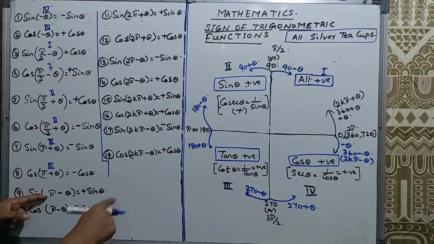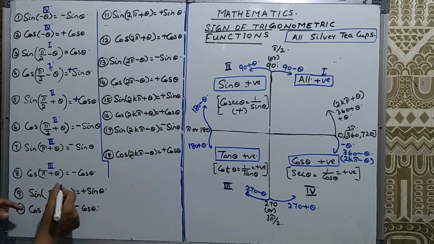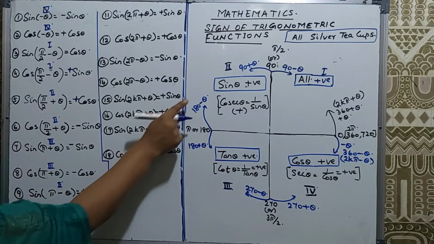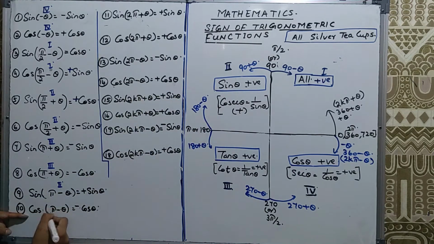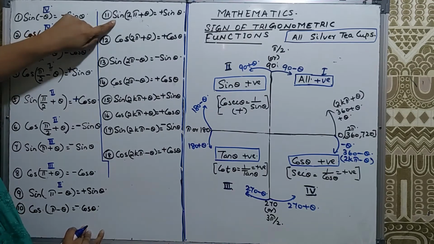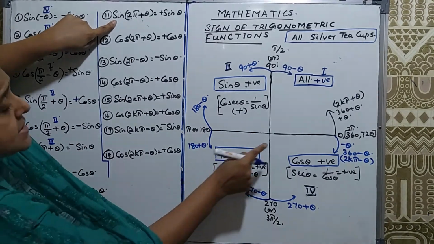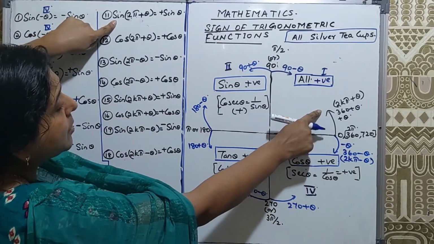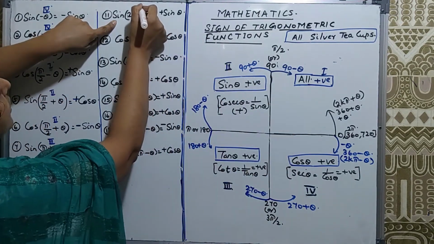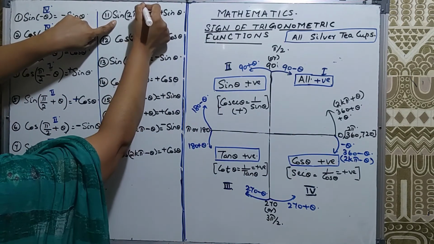Now sin 180 minus theta. 180 minus theta belongs to second quadrant. In that one sine will be positive, so plus, and only sine will be positive in the second quadrant. So cos 180 minus theta will be minus cos theta. Now next one, sin 2 pi plus theta. 2 pi plus theta means 360 plus theta, belongs to quadrant 1. In quadrant 1 the sine answer will be positive.